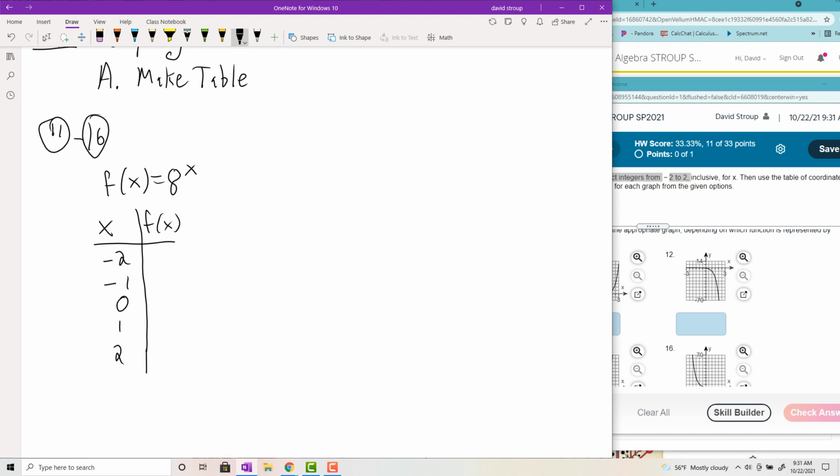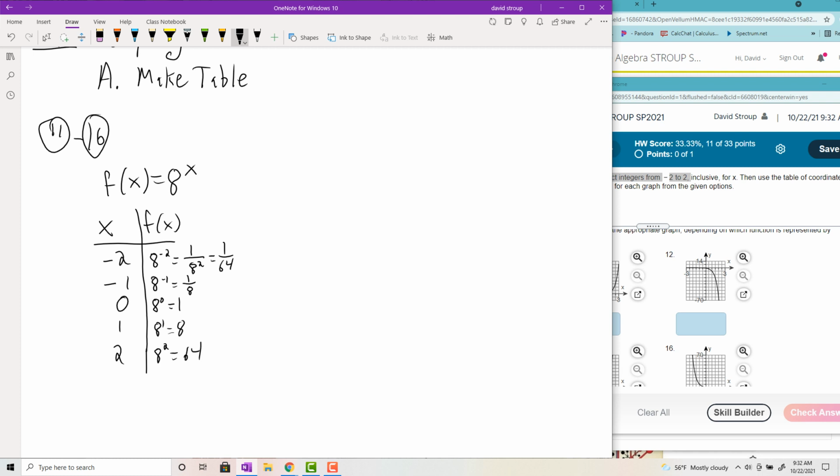Then you just put these into f of x. 8 to the -2, by exponent rules, is the same as 1 over 8 squared, which is 1 over 64. 8 to the -1 is the same as 1 over 8 to the 1, which is just 1/8. 8 to the 0 is just 1. 8 to the 1 is 8. And 8 squared is 64.